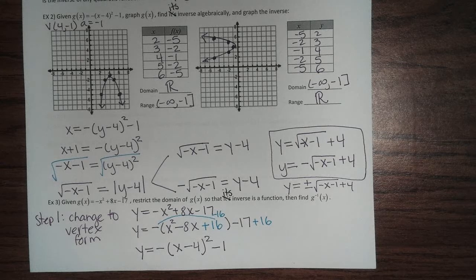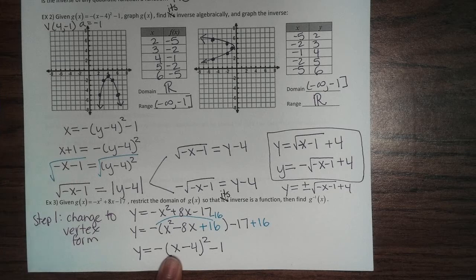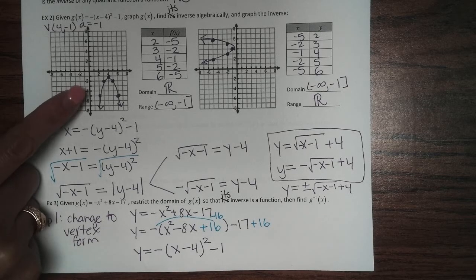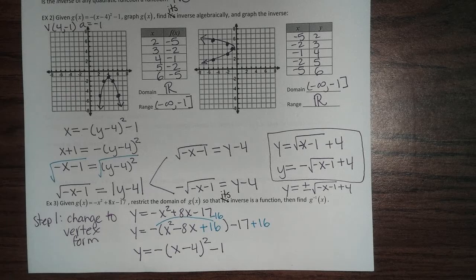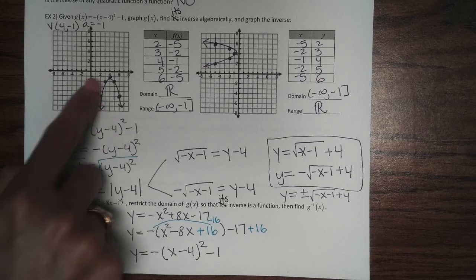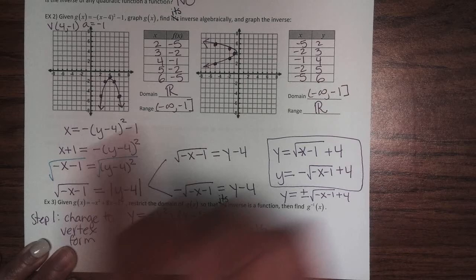Okay, so now that I have it in vertex form, I need to do what it says. Restrict the domain so that its inverse is a function. And the good news is that if you notice, example 3 is the same thing as example 2. I did that on purpose to save us time. So basically, here's what's happening. Negative x minus 4 squared minus 1, I've already graphed it for you. It's called example 2. So like I said, we cannot graph the entire function, because if you graph an entire parabola, the inverse is a sideways parabola, which is not a function.